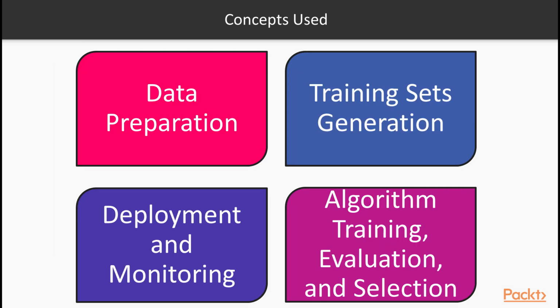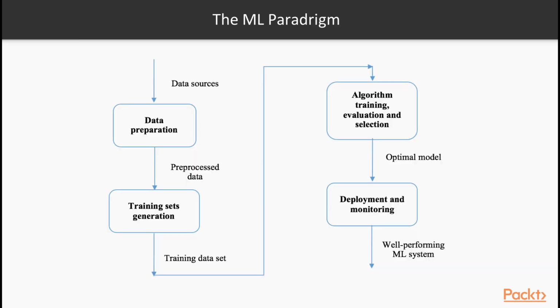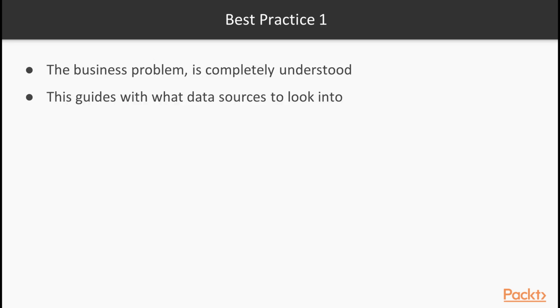In general, tasks in solving a machine learning problem can be summarized into 4 areas: data preparation, training sets generation, algorithm training, evaluation and selection, and the last one, deployment and monitoring. Starting from data sources to the final machine learning system, a machine learning solution basically follows the paradigm illustrated with this diagram. So we will be learning about the typical tasks, common challenges, and best practices for each of these 4 stages.